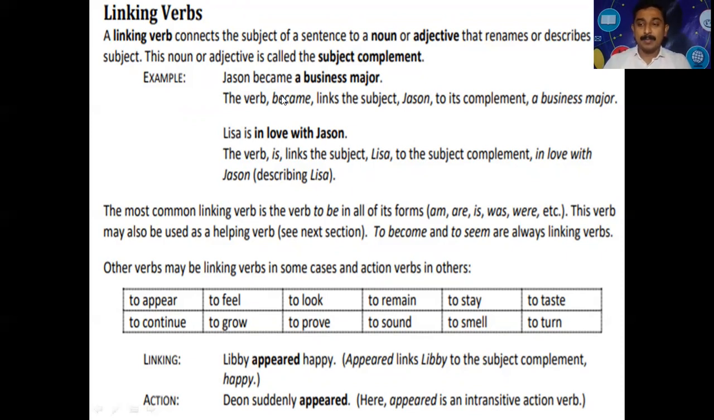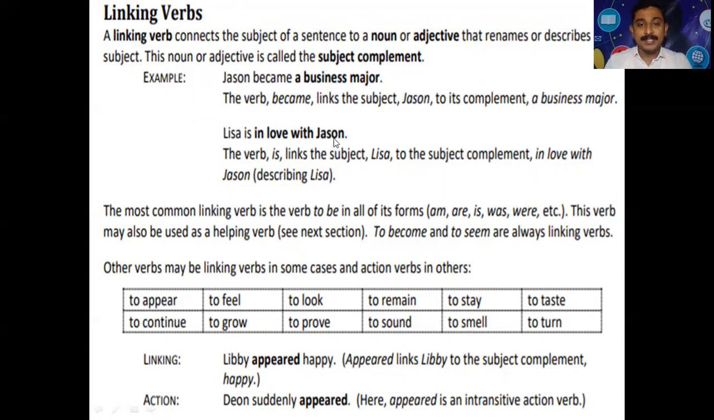Let us see the second type of verb. We have learned about the first type of verb, the action verb, which is also divided into transitive and intransitive. The second type is the linking verb. A linking verb connects the subject of a sentence to a noun or adjective. As we have seen in the sentence before, Jason became a business major. The verb became is a linking verb. Why? Because it connects the subject to a noun or an adjective, here business major, a noun.